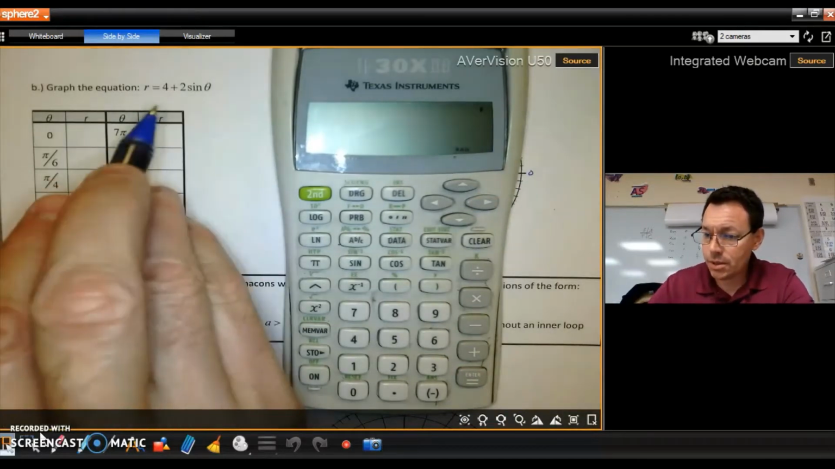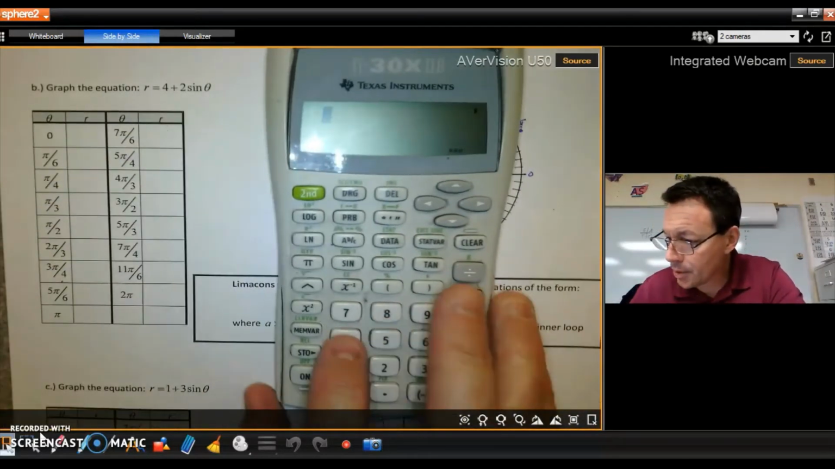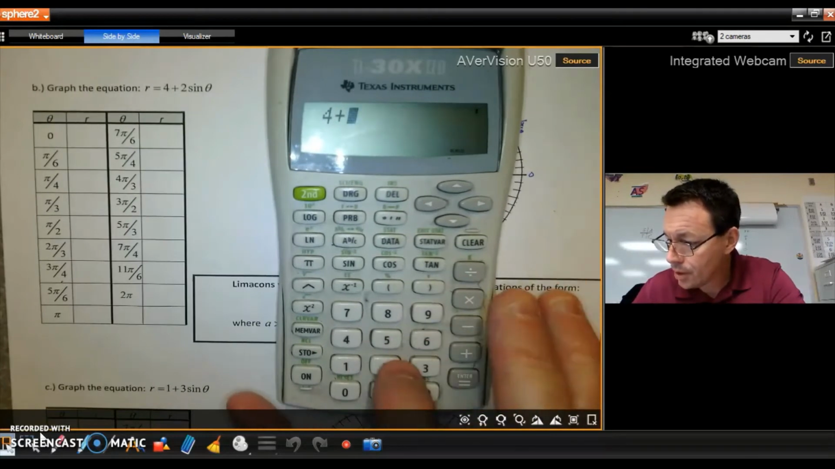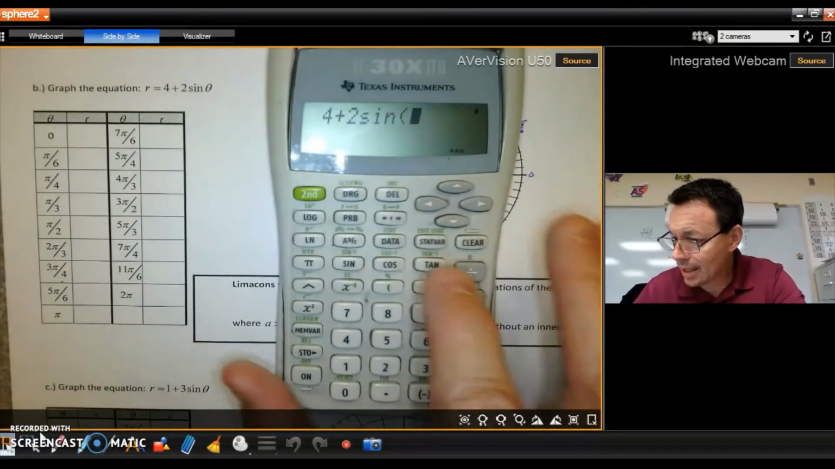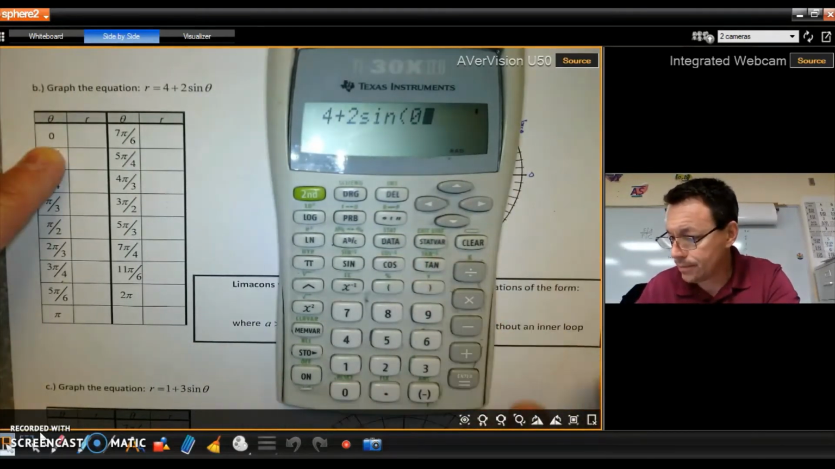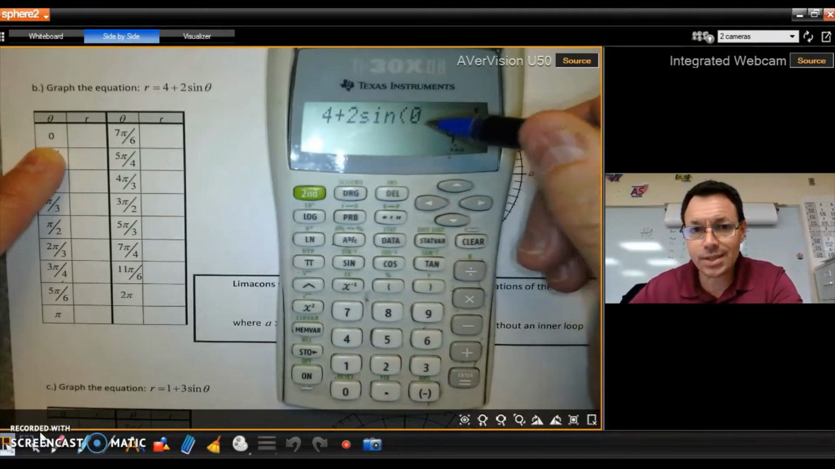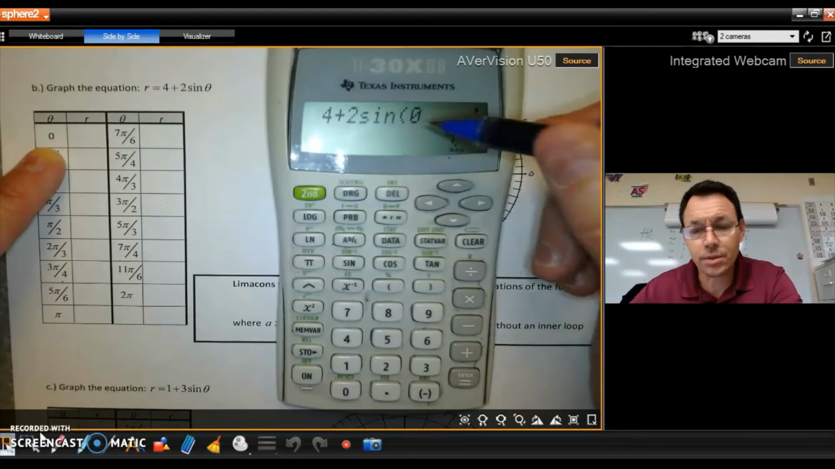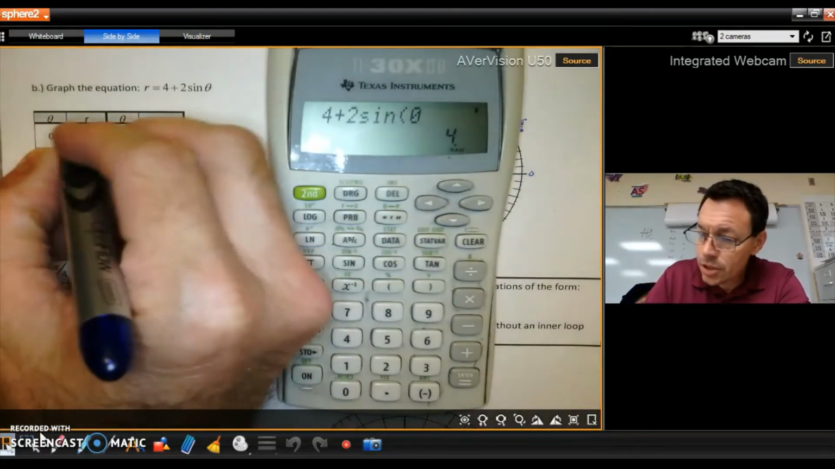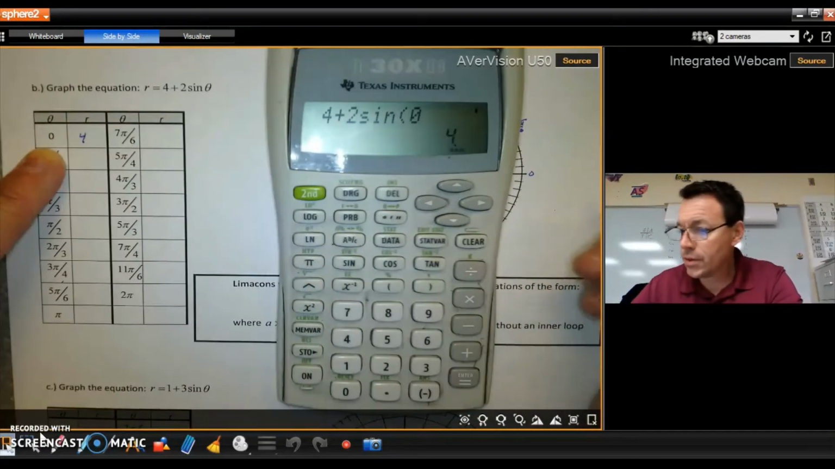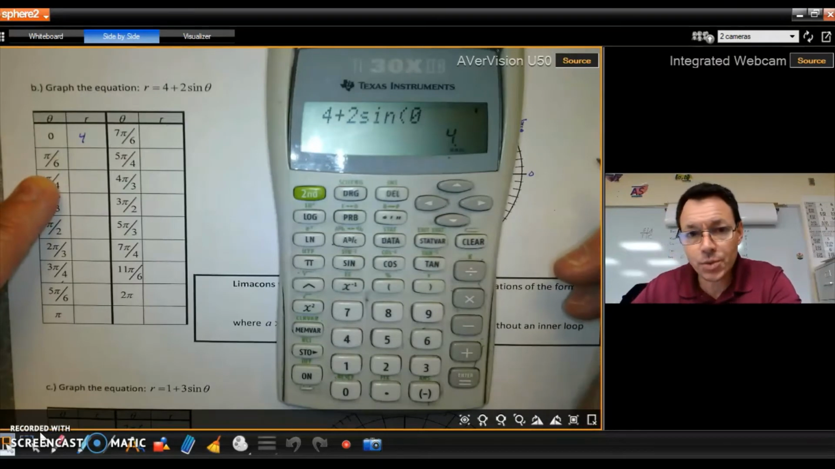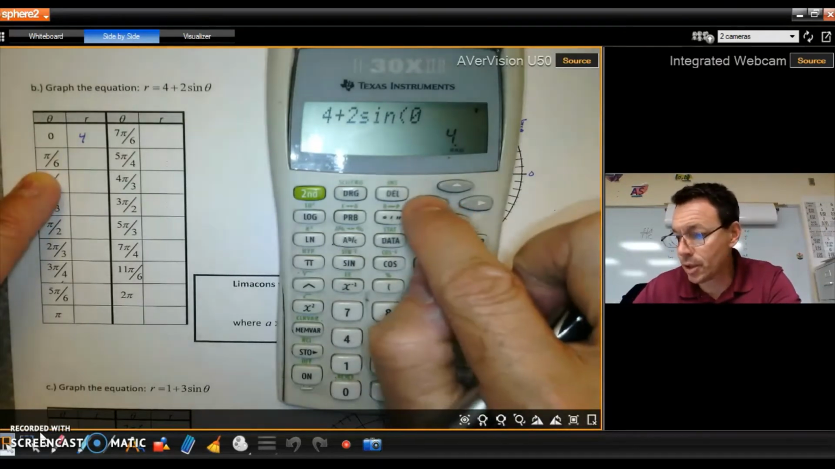So I'm going to do the same thing we did on the first example. I'm going to do 4 plus 2 sine of 0, and it's going to give me an answer of 4. And my calculator knows that that's 0 radians and not 0 degrees. Not that it would change things for 0. But for the next one, I need to type in pi over 6. So I'm going to go back.